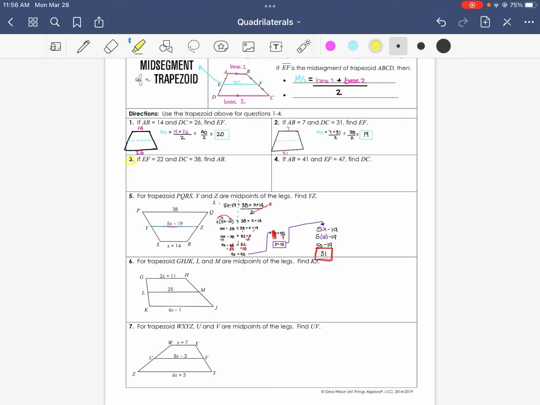So go ahead and try out the ones we did not do. So try out number 3, 4, 6, and 7 on your own. Literally all you need is this formula, you guys. You just plug it in. Sometimes you're going to have to solve for x. Sometimes you're just going to work with nice clean numbers and get a straight answer, okay?